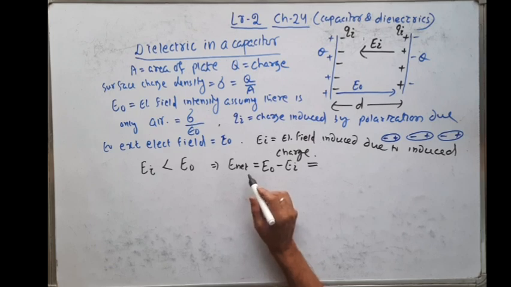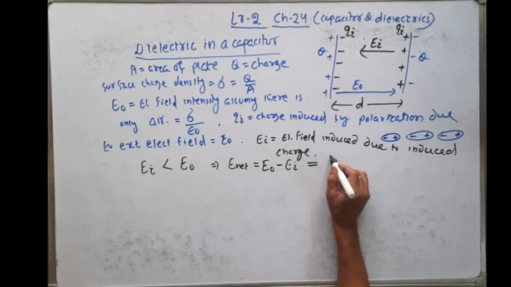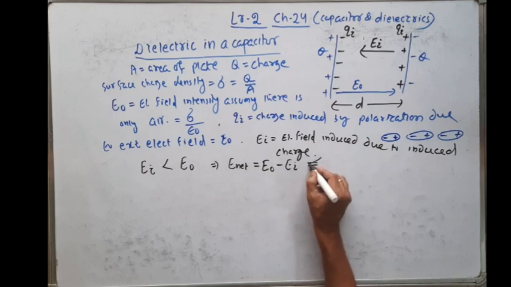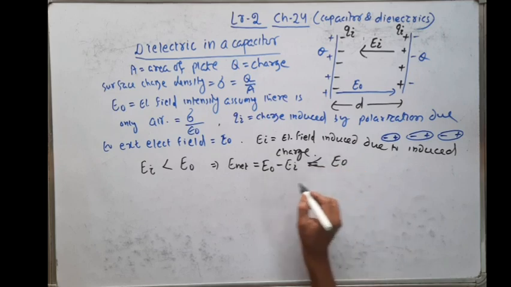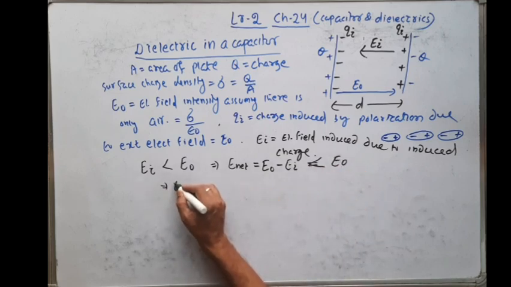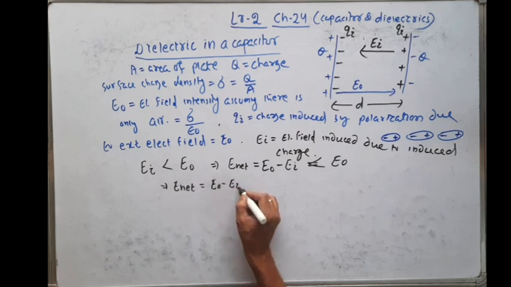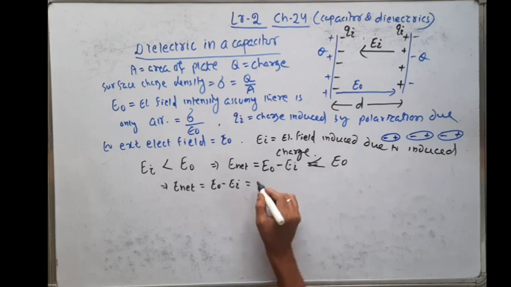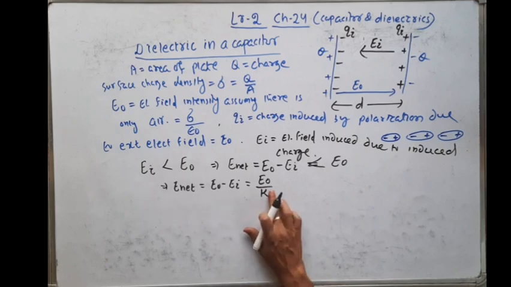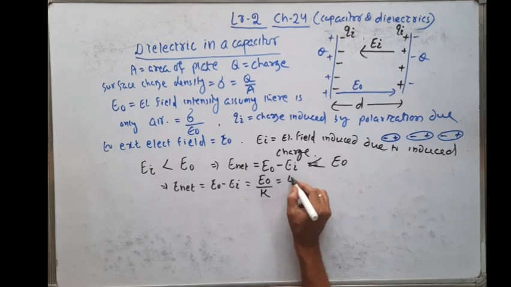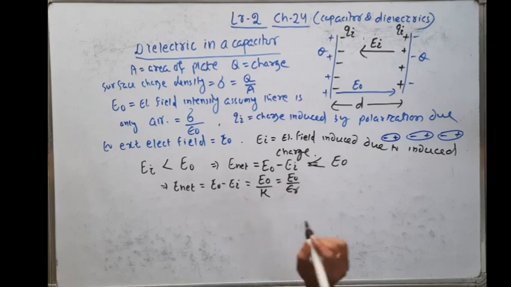And we can write the net electric field intensity is definitely less than E naught. So here the net electric field intensity, which is equal to E naught minus Ei, is less than E naught, and that net electric field intensity can be written as E naught by K, or E naught by epsilon r.